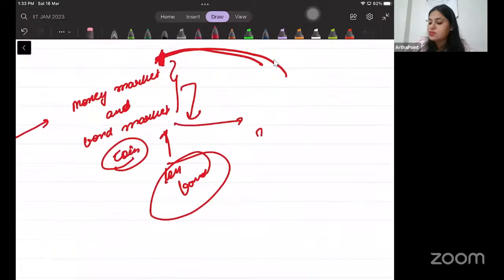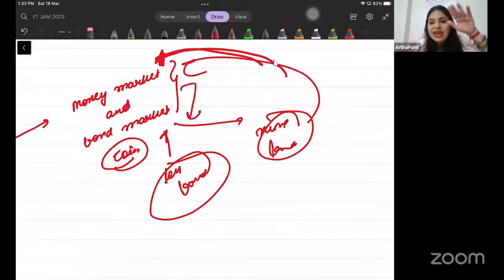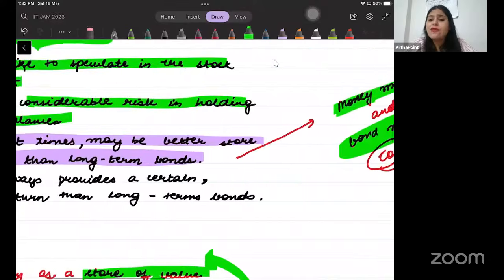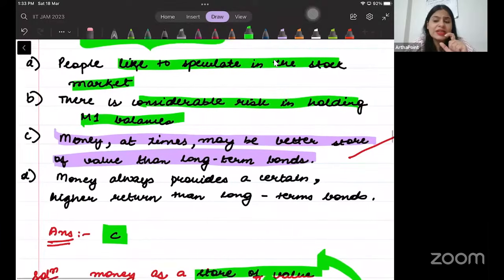And when you invest more in the bond market, you will invest less in money. They are just two things going simultaneously. So when you study one, you automatically study the other, right? Therefore, we always think that these are substitutes of each other. So if money gives me a better return than bonds, I would invest my amount in money, and that will be the speculative demand for money, right? So the answer is C.